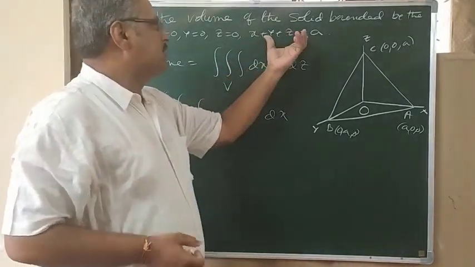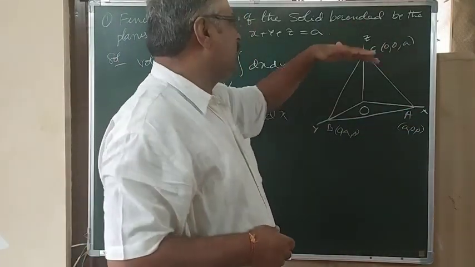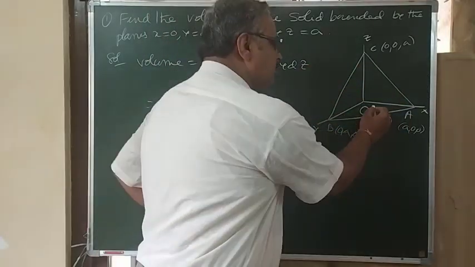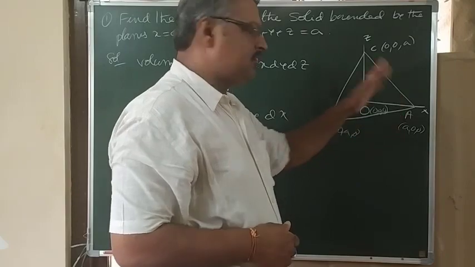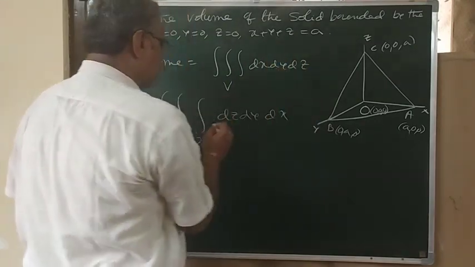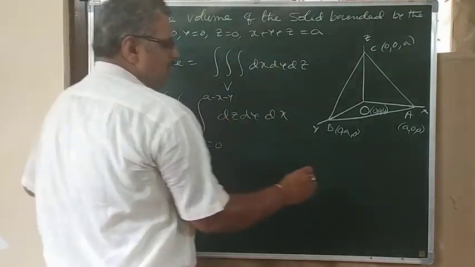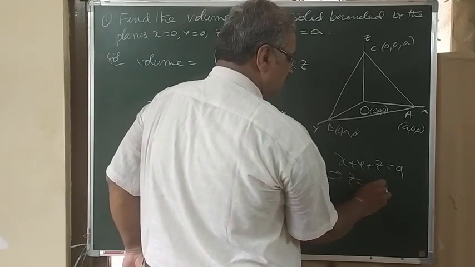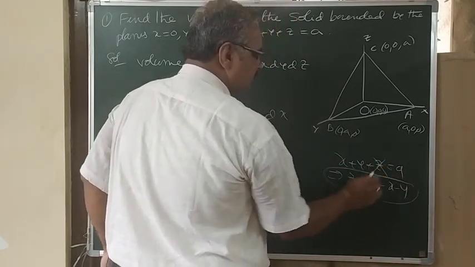From the given problem, if you observe, the tetrahedron is located above the xy plane, bounded by these four planes. Initially x is 0, y is 0 and z is 0, so the initial limits are zeros. Now from x plus y plus z equals a, z equals a minus x minus y. After finding the z limits, now remove z, what is the limit of y?